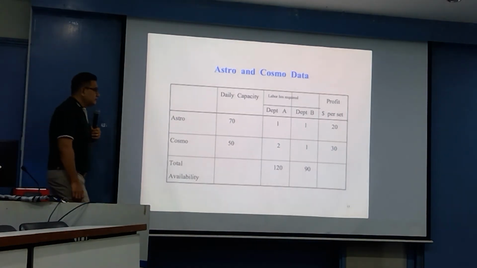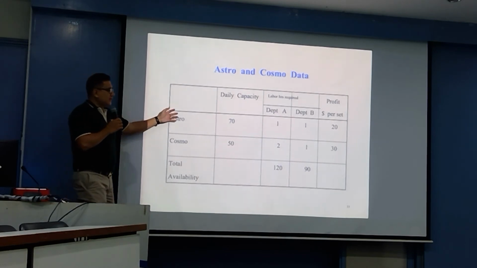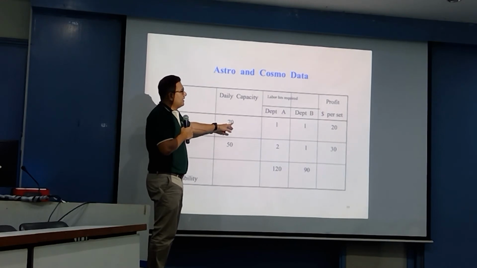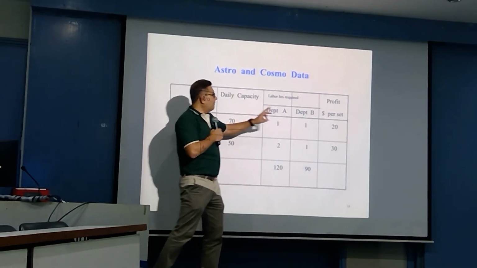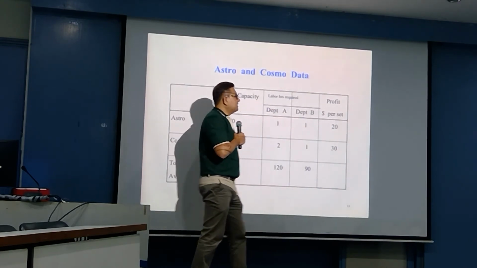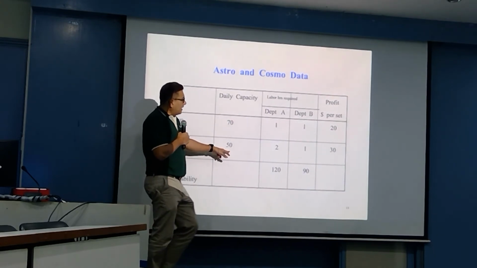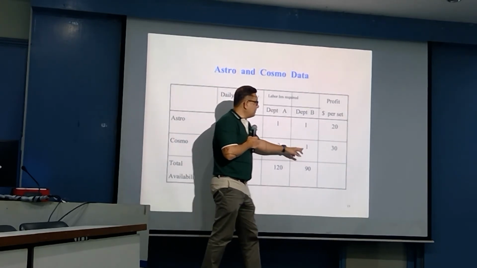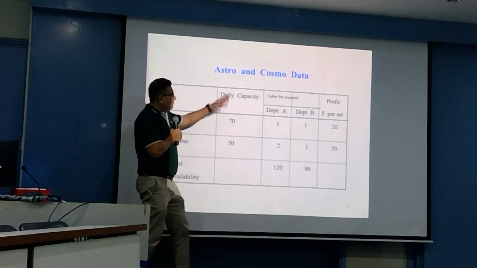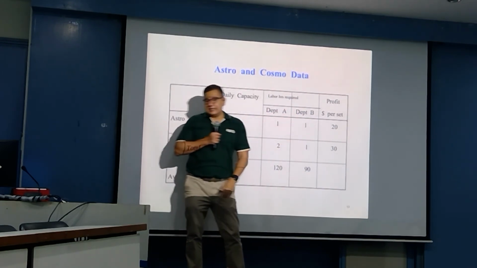This is the data of this problem. We have two TV sets, Astro and Cosmo. Capacity for Astro is 70 TV sets per day. One Astro requires 1 labor hour for department A and 1 labor hour for department B. Unit profit is 20. One Cosmo, they have capacity 50 TV sets and require 2 labor hours for department A and 1 labor hour for department B. The unit profit is 30. For department A, available labor hours is 120. Department B, available labor hours is 90.